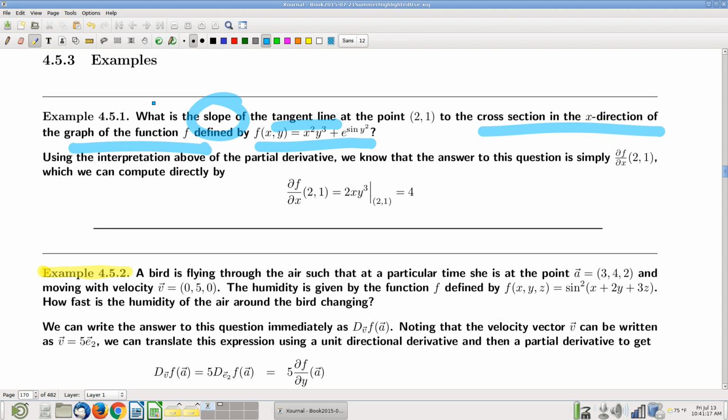In the x direction, and then you roll your eyes a little bit, and you interpret that this is what they meant, and then you calculate in the way that they intended. Slopes of tangent lines, the blah blah blah, are partial derivatives.